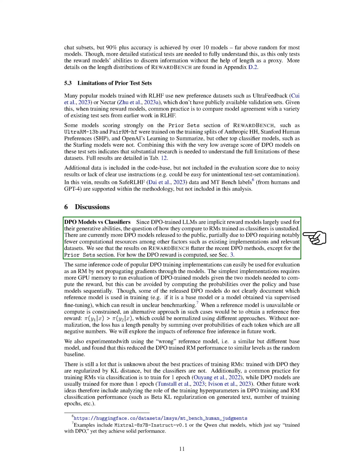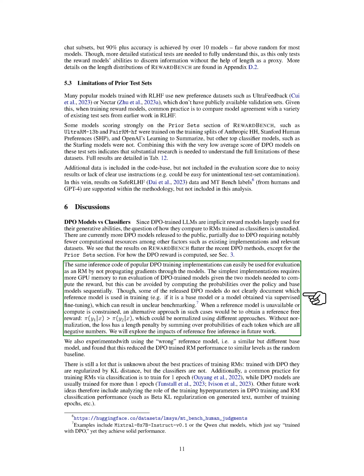Our analysis on RewardBench shows that recent DPO methods perform well, except in the prior sets section. To understand how DPO rewards are calculated, refer to the corresponding section. By using the same inference code from popular DPO training implementations, we can evaluate them as RMs by not backpropagating gradients through the models. The simplest way to evaluate DPO-trained models requires more GPU memory due to the need to compute rewards from two models simultaneously. However, this can be mitigated by calculating probabilities sequentially over the policy and base models.